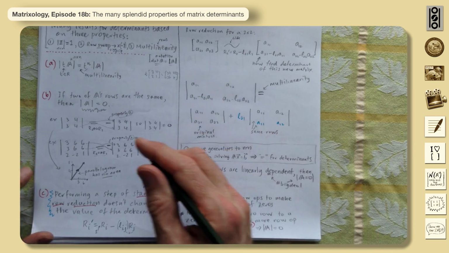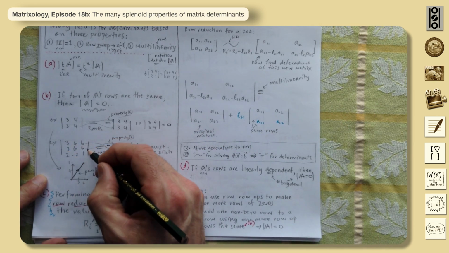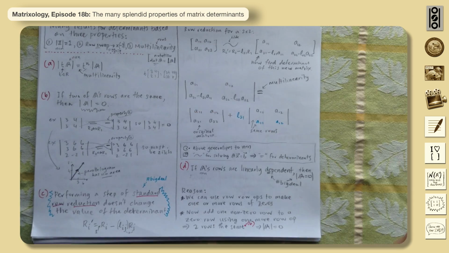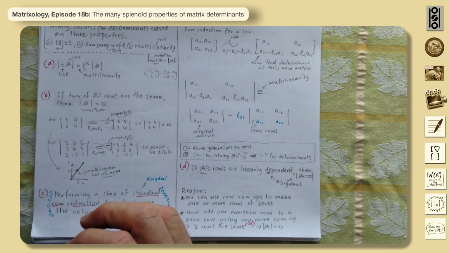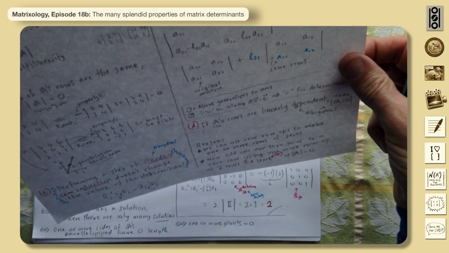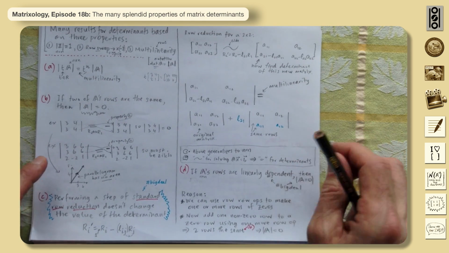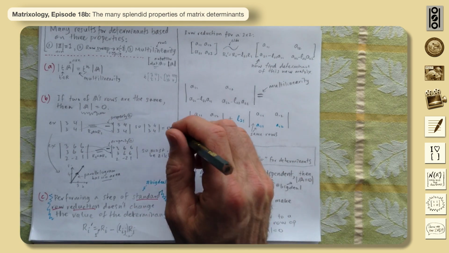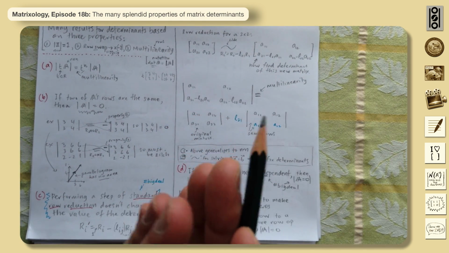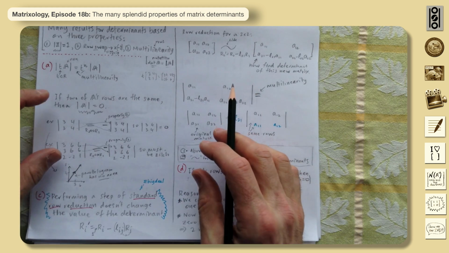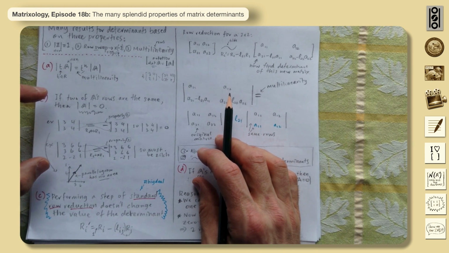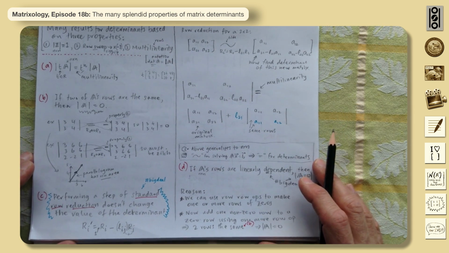In general, 0. This piece here essentially makes a parallelogram in 3 dimensions. So it's just a little thin piece of paper in 3 dimensions, which constitutes 0 volume. So that's what's going on. It's collapsed. Okay, so there's a basic result: if two rows are the same, then the determinant is 0.